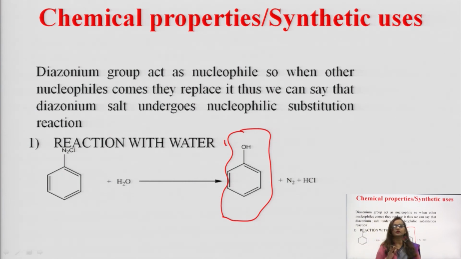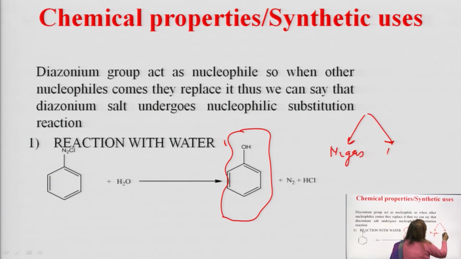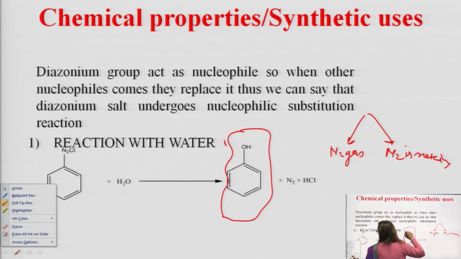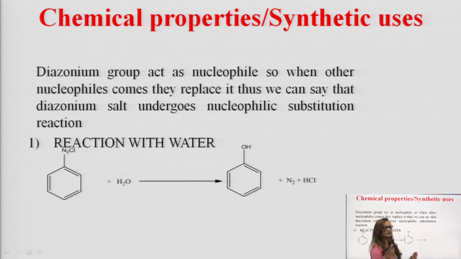The diazonium group acts as an electrophile. Why? Because it has a positive charge. When another nucleophile comes, it replaces it, because diazonium salts can undergo two types of reaction, one in which nitrogen gas is evolved and one in which nitrogen is retained, because diazonium salts have the N2 group. So, in one type of reaction N2 is removed, and in the second type N2 is retained.